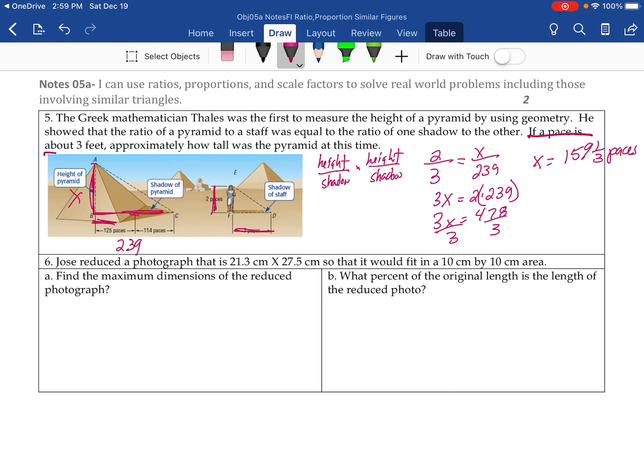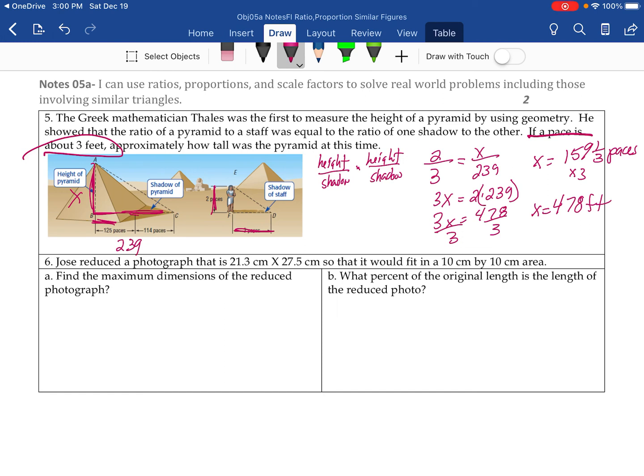Now it says a pace is about 3 feet. So I'm actually going to take this and multiply by 3 because I think it would be interesting to see. And so actually it's going to be 478 feet tall. So there's about 10 feet to 12 feet in a story. So that just gives you an idea. It would be about 40 stories tall.